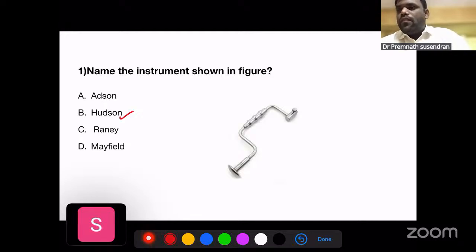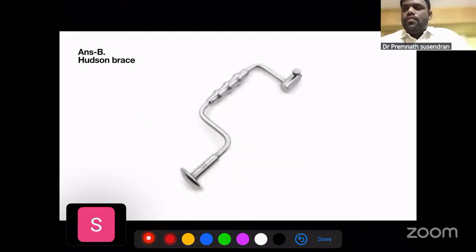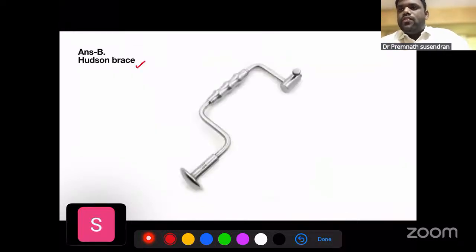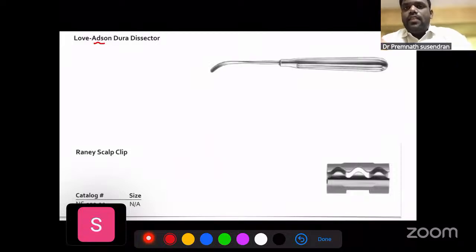So what are the various instruments commonly used in neurosurgery to know? What are the other instruments given in the choices? This is your Hudson brace, used to create a burr hole. The other one is called the Hudson dura dissector. Commonly we call this Hudson. The full name is Love Hudson dura dissector. It is mainly used to dissect the dura from the surrounding structures.